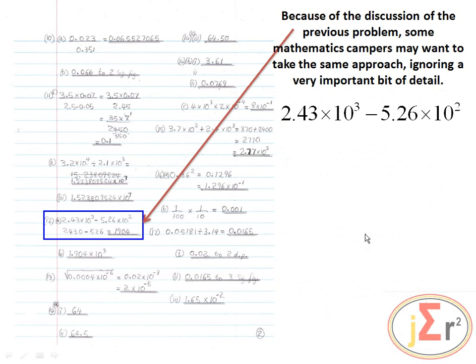Because of the discussion of the previous problem, some mathematics campers may want to take the same approach, ignoring a very important bit of detail. On the previous slide, we had a problem that I made a mistake with, by assuming that everything that follows the division sign was a part of the divisor, which is not correct.